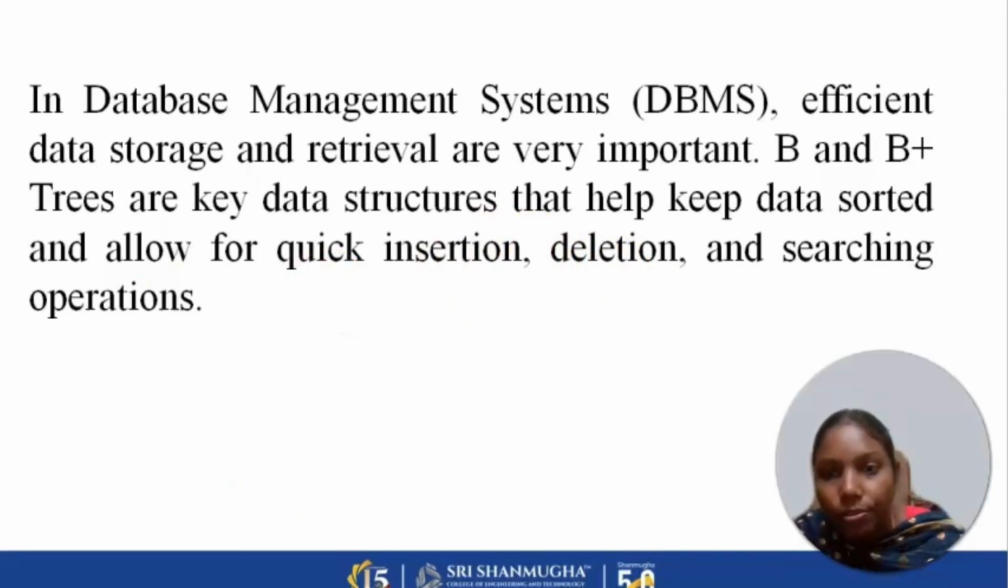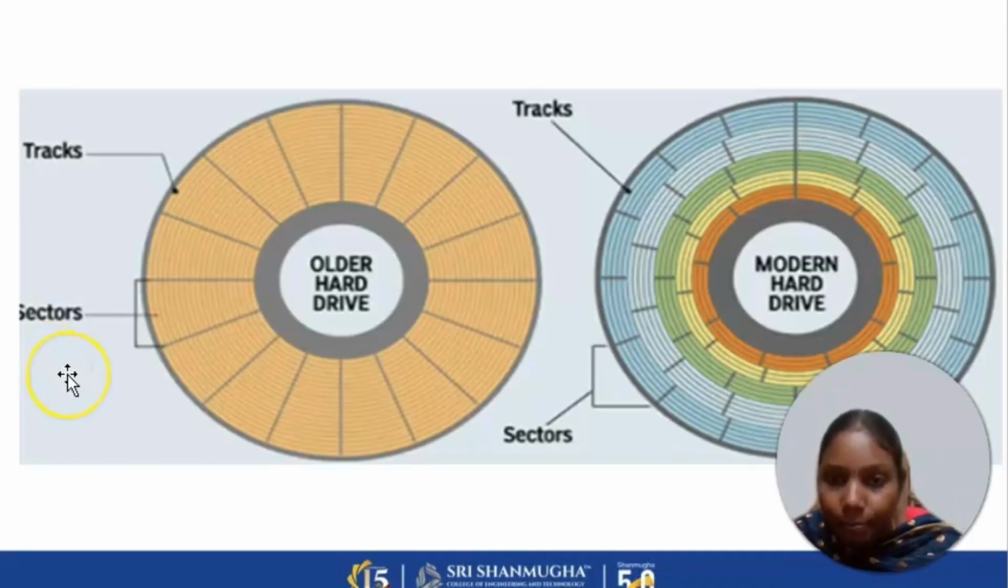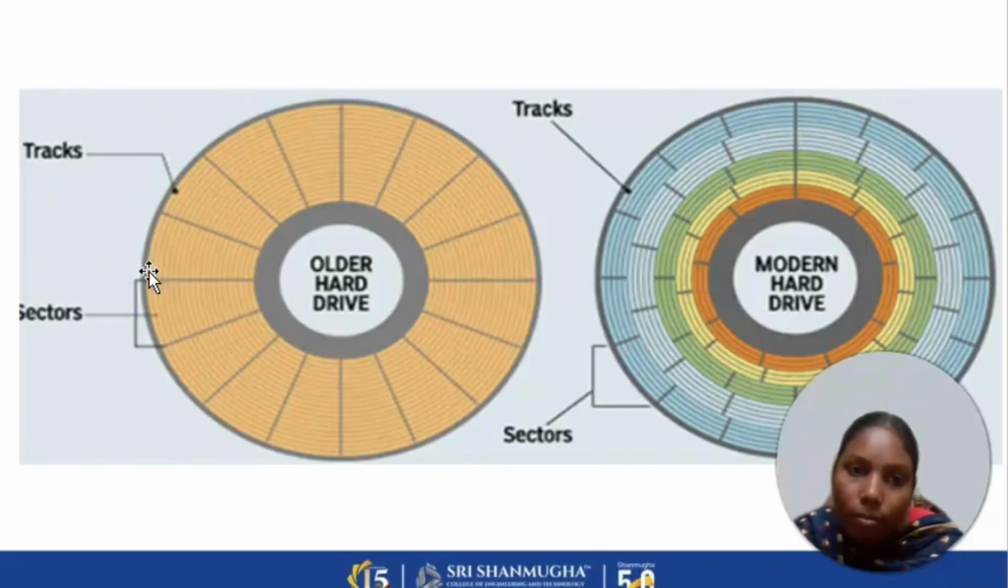Before that, we need to know about indexes and what is inside a disk. You have to see these old drives, tracks, and sectors. The small circles are called tracks. Then the straight lines that divide the disk are called sectors. Each individual small part is called a block.